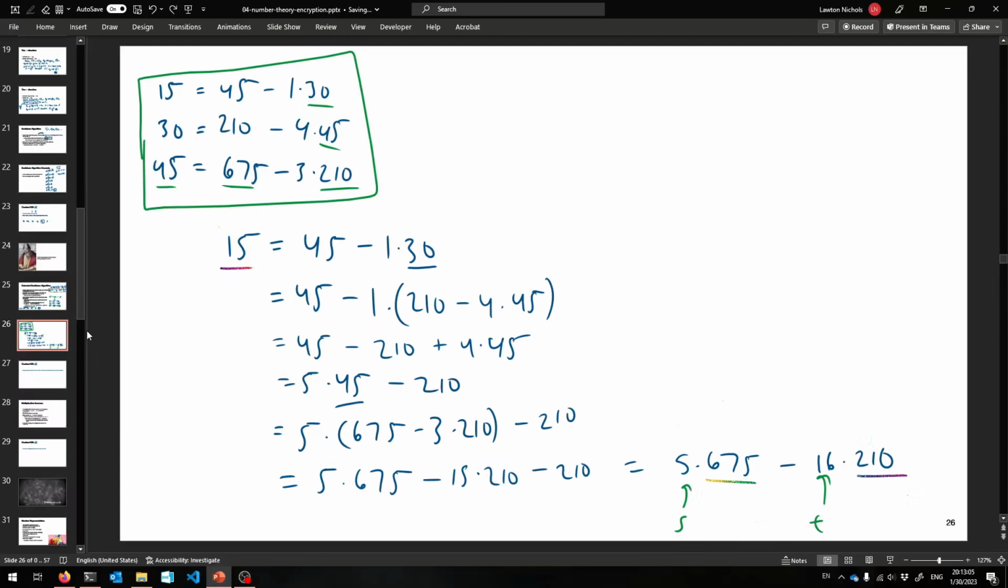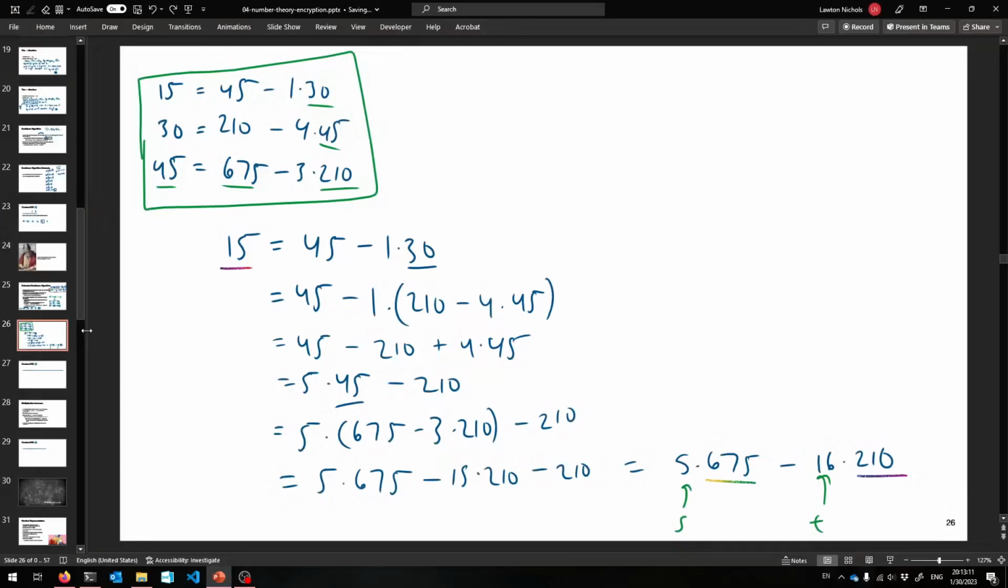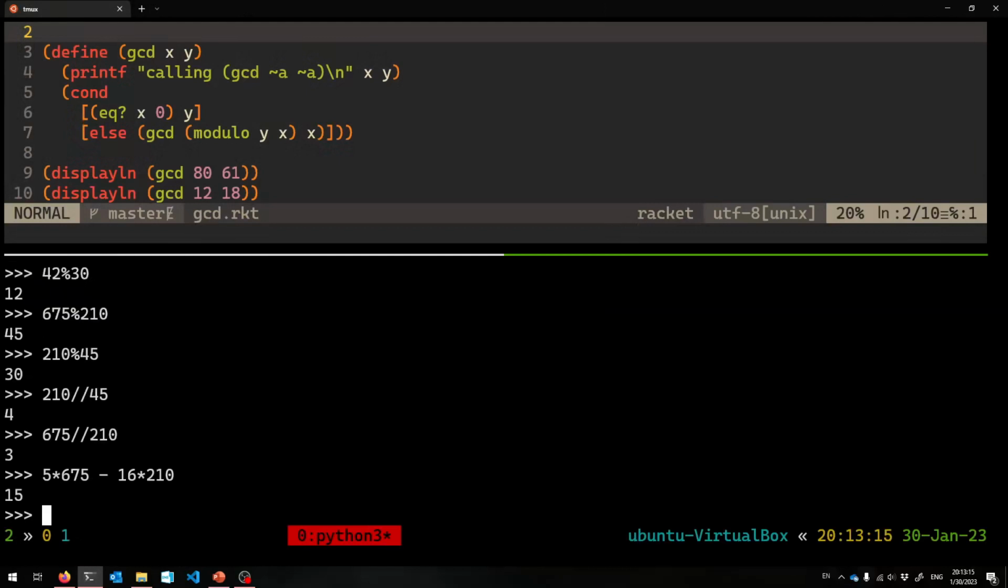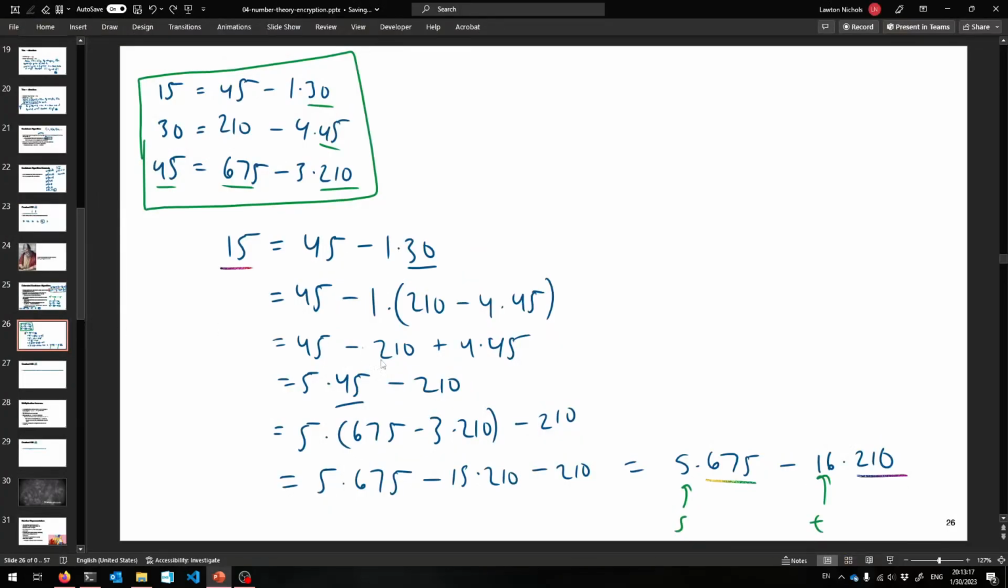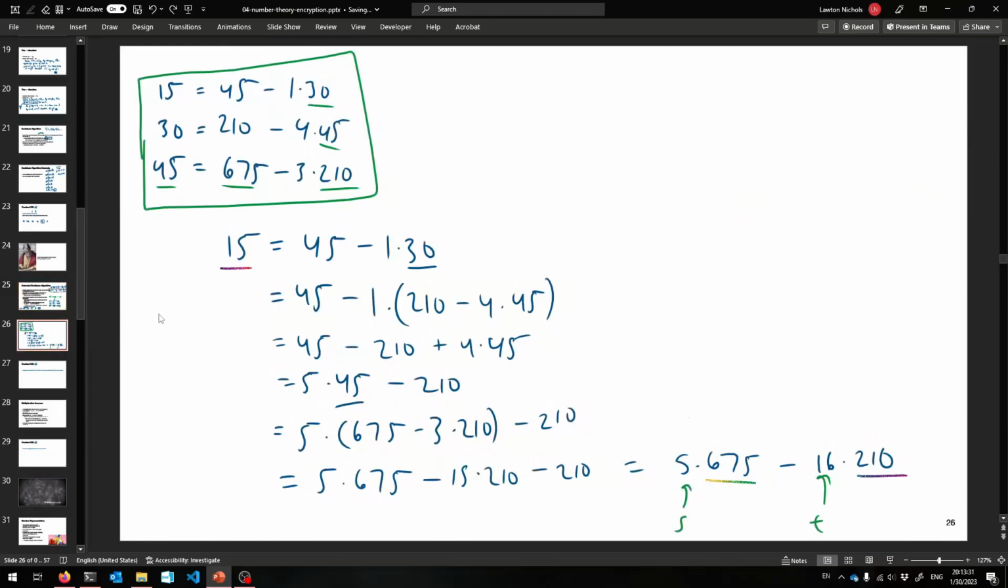It's very extended, right? Let's confirm that it worked. I have 5 times 675 minus 16 times 210. And what do you know, that is 15. So that is how you can express the GCD in terms of your original two numbers as a linear combination, which is probably as good as it gets. All right? So here's a slide you might want to stare at for a while, and then definitely go to this example and stare at it too, because I want you to try it now.